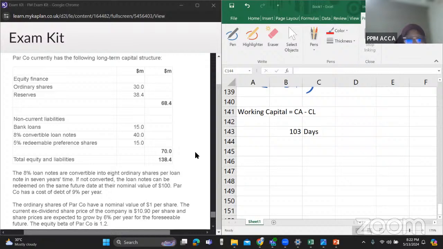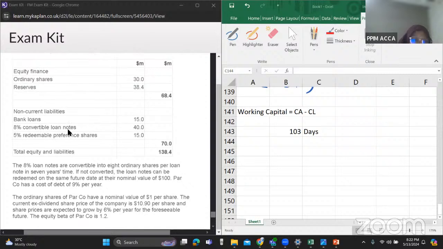Okay, so 15 million there. So you have a total of 70 million. Total equity and liabilities is 138.4 million. Then they're talking about these loan notes. They're saying the 8% loan notes are convertible into 8 ordinary shares per loan note in 7 years' time. So they're saying one option is whatever number of loan notes that we have, we don't have the number yet, but for every loan note that we have, we can convert it to 8 ordinary shares. When can we do this? In 7 years' time. One option.